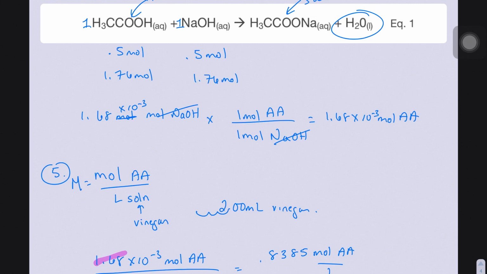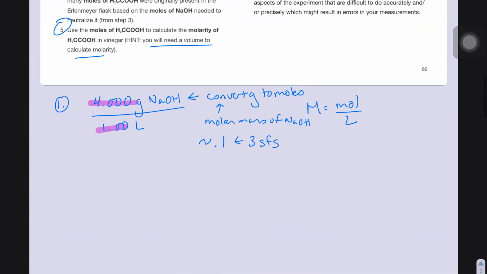So for me, it would be 0.839 mole of acetic acid per liter. That's my concentration of acetic acid according to my titration. Okay, so let's go and see where we are now. We just finished step 5.